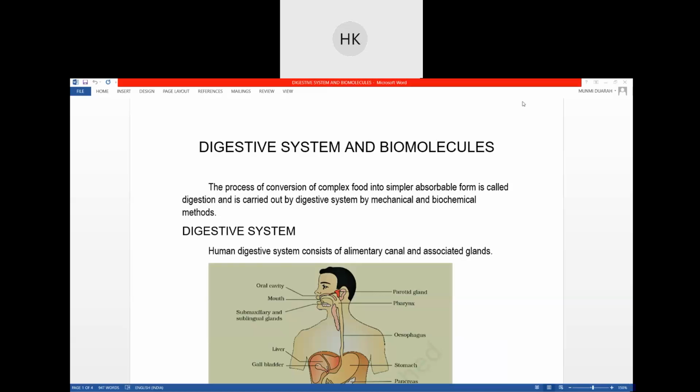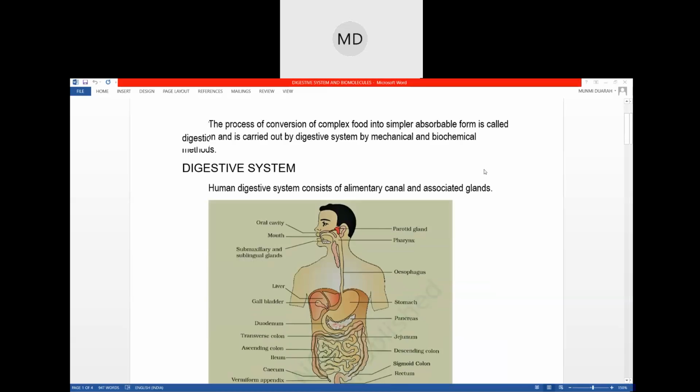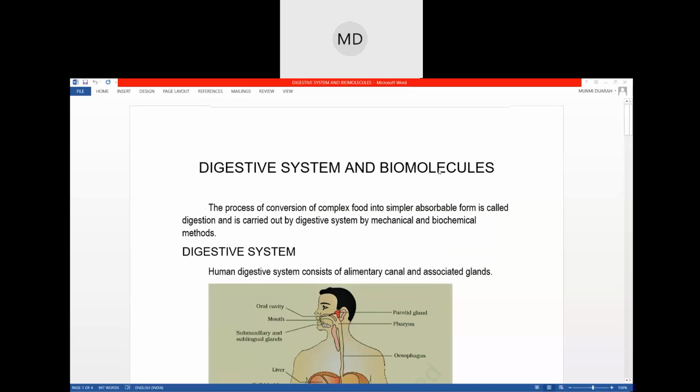Okay. So 2 chapters are left, and since only 2 chapters are left, we don't have to rush. I'll take it slow. Okay. So this chapter is digestive system and biomolecules. This is the first chapter in your syllabus.